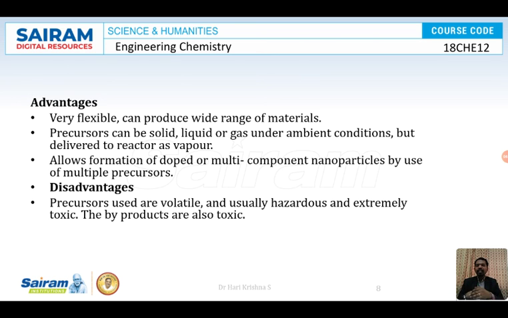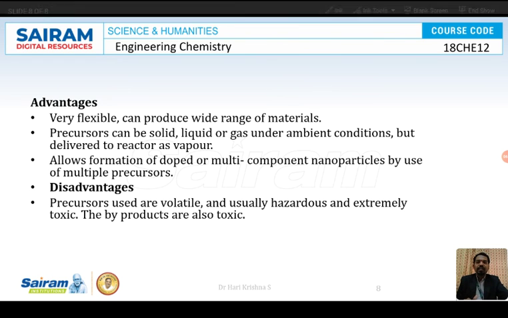The major disadvantages are that the precursors used are volatile and usually hazardous and extremely toxic. The byproducts are also toxic. So these are the advantages and disadvantages of the chemical vapor condensation method.